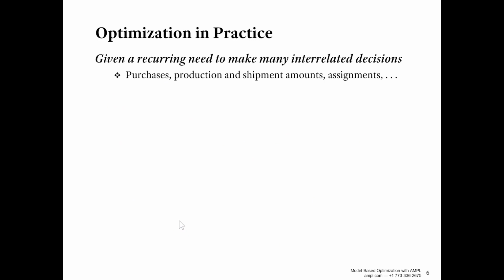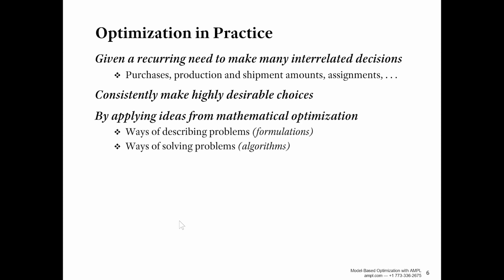This occurs where you have a need to make many interrelated decisions many times. These may be purchases, production, shipment amounts, assignments. And you need to consistently make highly desirable choices of these things. So you don't want to choose your shipment amounts in a way that's going to be very inefficient. And you want to do this by applying ideas from mathematical optimization, both ways of describing problems, which we'll call formulations, and ways of solving the problems, which we'll call algorithms.